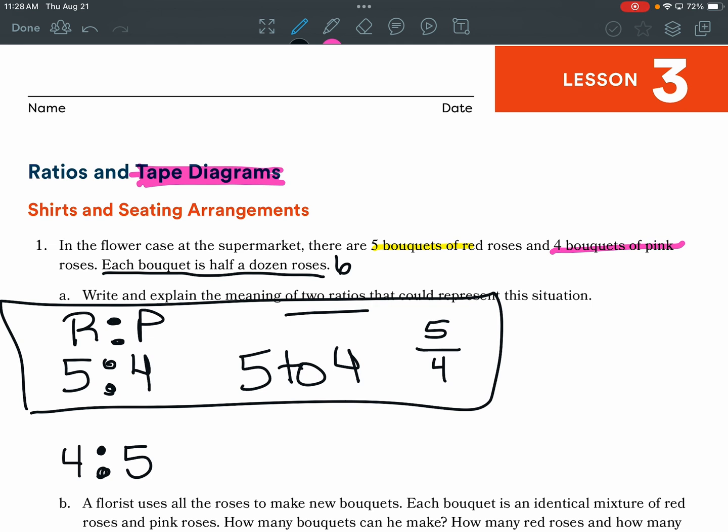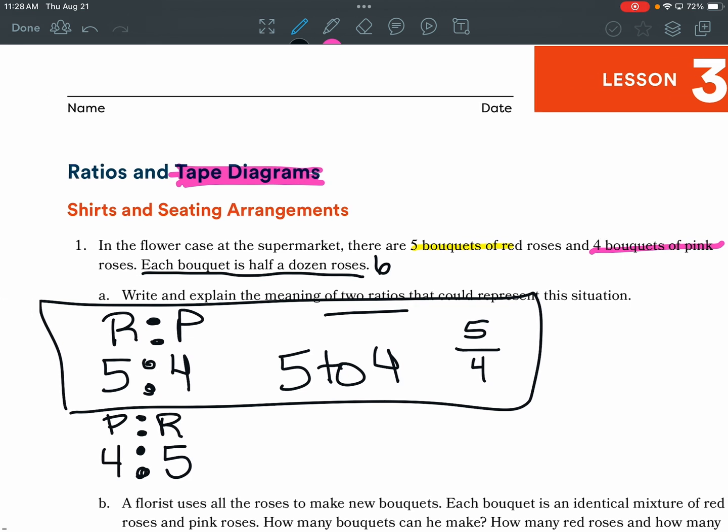What did that person do differently? It's different. It's not the same. They flipped them. It's not red to pink now. It is pink to red. That is what is different. Do you see that? Okay.